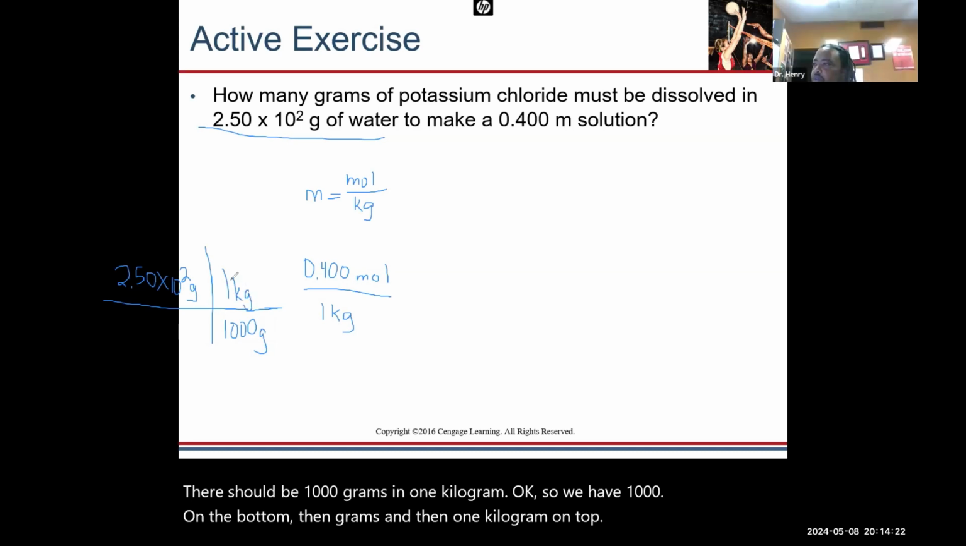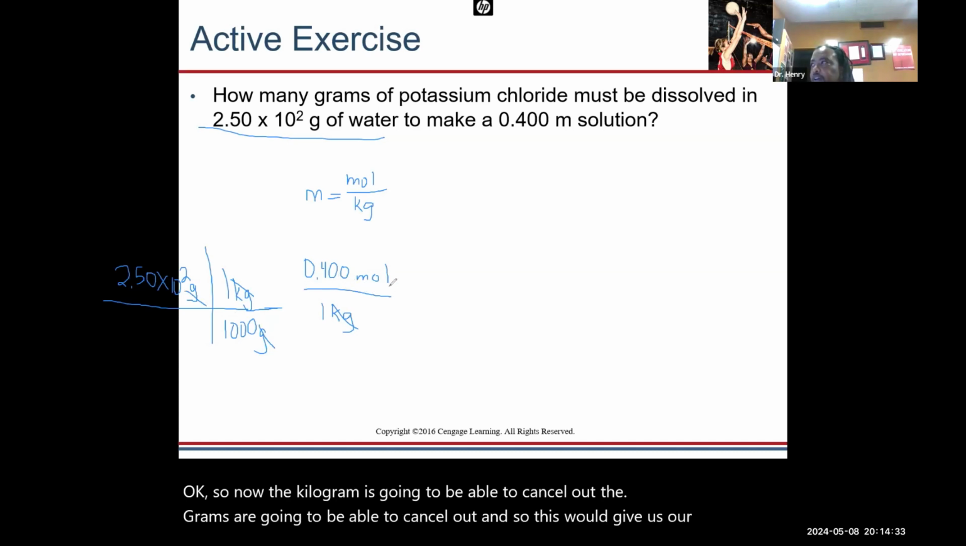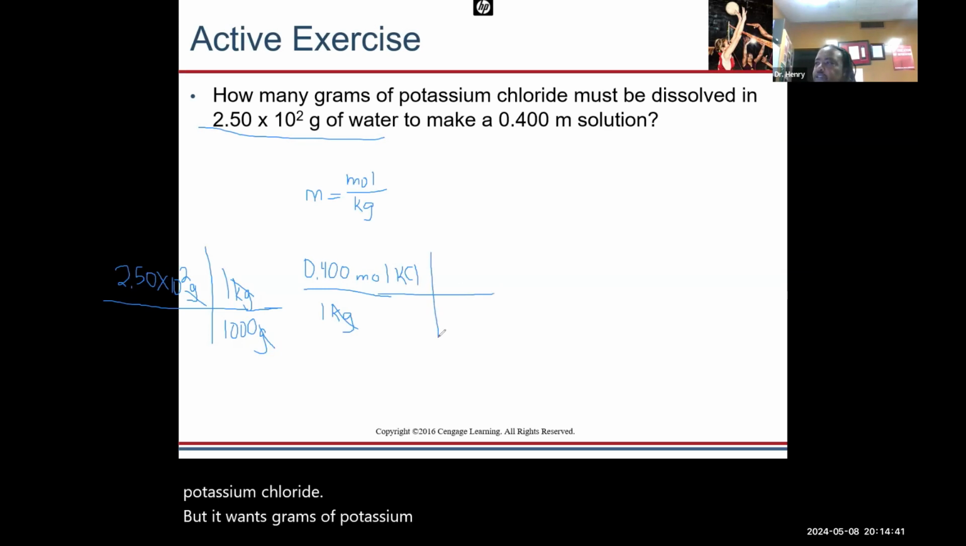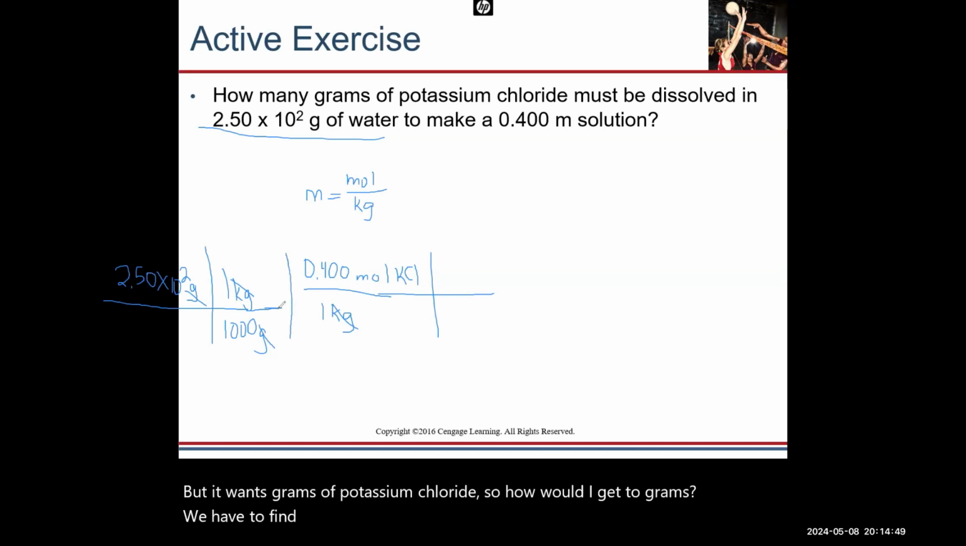Okay, so now the kilograms are going to cancel out, and the grams are going to cancel out. And so this would give us our moles of potassium chloride, but it wants grams of potassium chloride. So how would I get to grams? We have to find out the weight of potassium chloride.